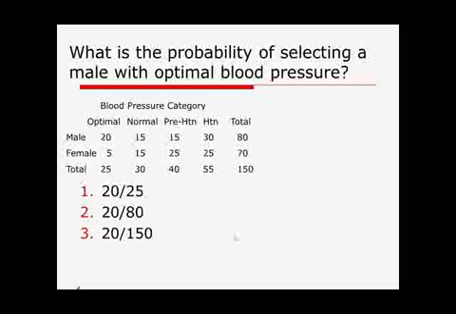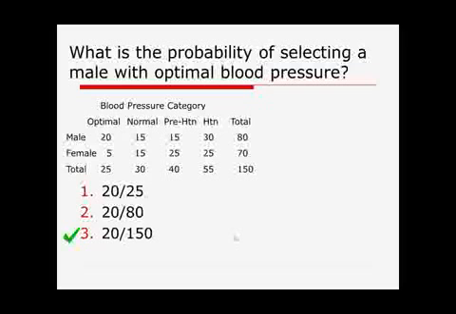Okay. So a lot of you are sending this in. Great. So it would be 20 out of 150. Now, some of you said 20 out of 80. The correct answer is 20 out of 150 because what I'm asking here is from among this pool of 150 men and women, and I realize I didn't say all that at the top, but it's implied, from among all of these people, what's the chance that I choose a person who is both male and has optimal blood pressure? It would be 20 out of 150.